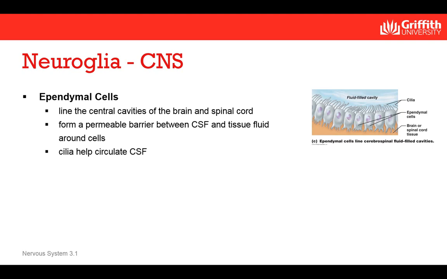Ependymal cells are also a type of neuroglia found within the CNS. These cells line the central cavities of the brain and the spinal cord and form a permeable barrier between the cerebrospinal fluid and tissue fluid around cells. Fine cilia or hair-like projections on the ependymal cells help circulate the cerebrospinal fluid.